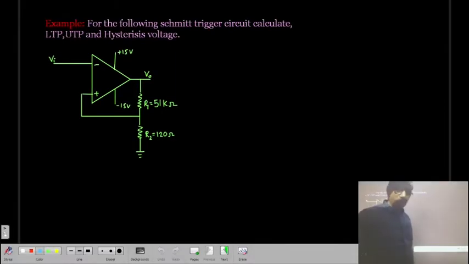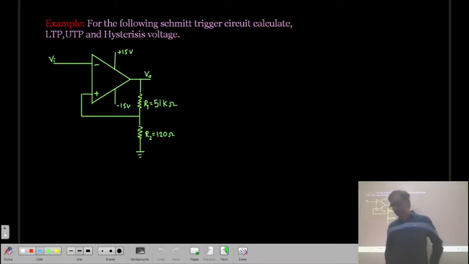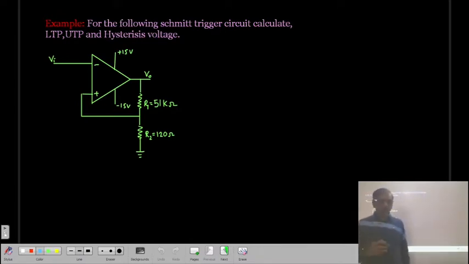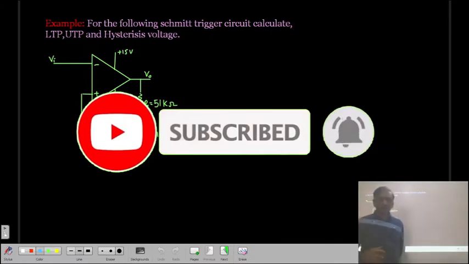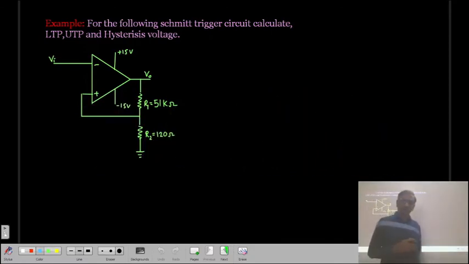We have discussed the Schmitt trigger circuit and its function. We have already seen that it has two trigger points, one called the LTP and another known as the UTP. The difference of these two trigger points is known as the hysteresis voltage. Whenever the input voltage crosses the UTP, the output will change from plus V saturation to minus V saturation, and whenever the input voltage crosses the LTP, the output of the comparator will change from minus V saturation to plus V saturation.